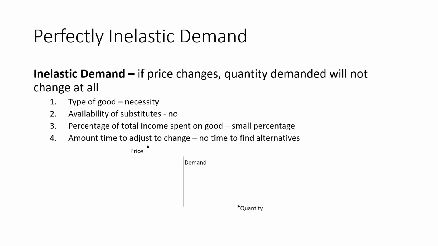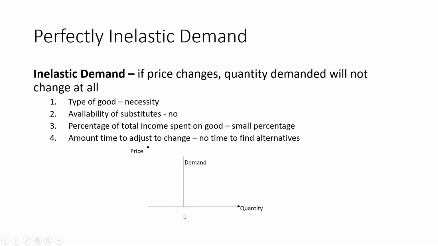Right? So what we find is that the demand curve for perfectly inelastic demand is going to be horizontal. No matter what the price is, you're demanding the same. And I'm sorry, did I say horizontal? I meant vertical. The demand curve is going to be vertical.